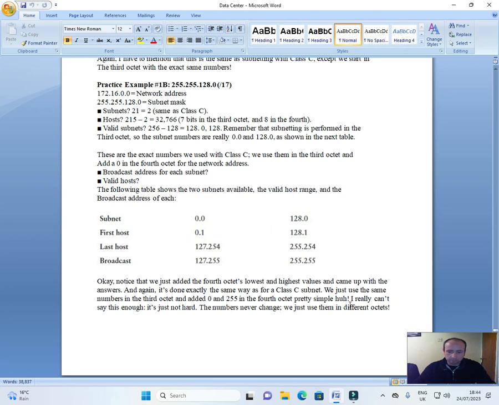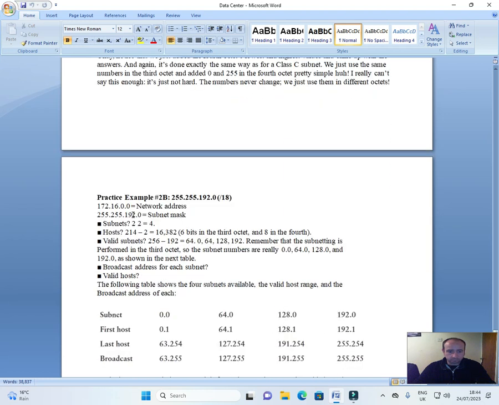Pretty simple, huh? I really can't say this enough. It's just not hard. The numbers never change. We just use them in different octets.